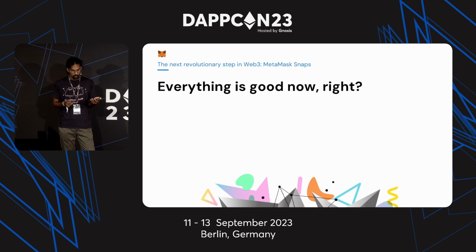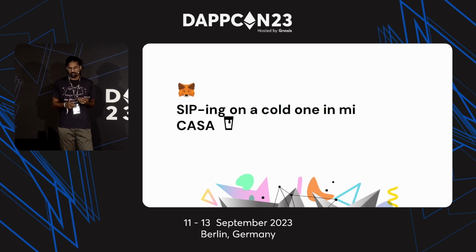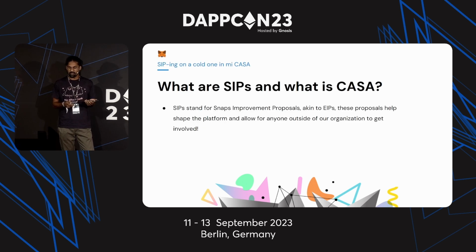So this leads me to sipping on a cold one in mi casa. So what are SIPs and what is casa? SIPs stand for Snaps Improvement Proposals. Akin to EIPs, these proposals help shape the platform and allow for anyone outside of our organization to get involved. We've already had a few people write SIPs, and these SIPs definitely help us set the vision for where we want to move forward in the Snaps platform.